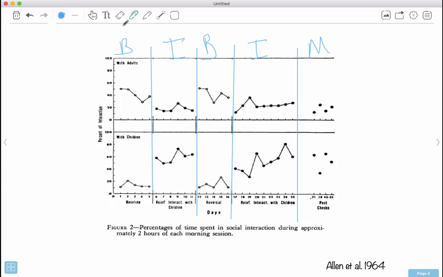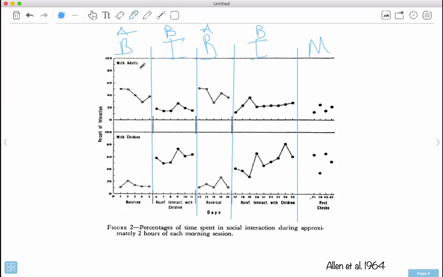Okay, so I could have very easily written AB, AB here. The use of AB, AB is to demonstrate a pattern. It's not required that you write AB, AB. And in fact, when you do your research, generally you're explicit about what that intervention is. You don't write the word intervention. In this case, it's reinforcement to interact with children. So you might write reinforcement because that's what the intervention is.